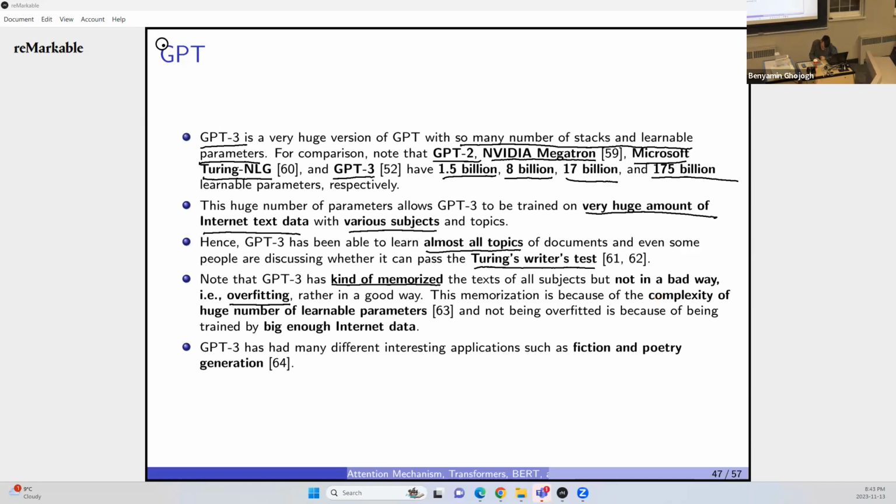Complexity: it has a huge number of learnable parameters. Big enough internet data is required not to have overfitting, right? As they have trained on big data, they haven't overfitted. Otherwise, they would overfit. Because they have made the network very big, they also need a lot of data to train it. And it has also been used for fiction and poetry generation.